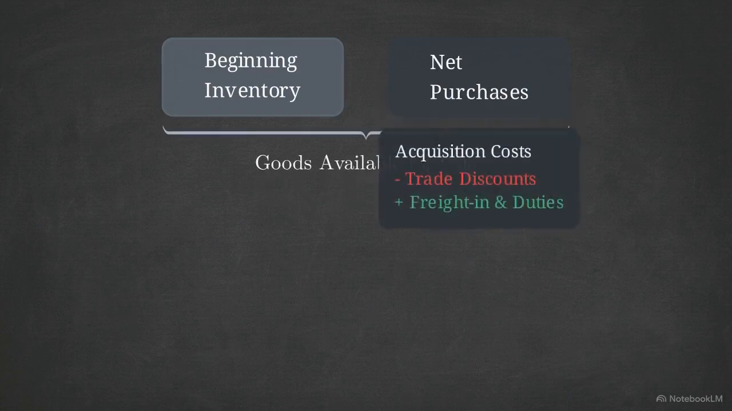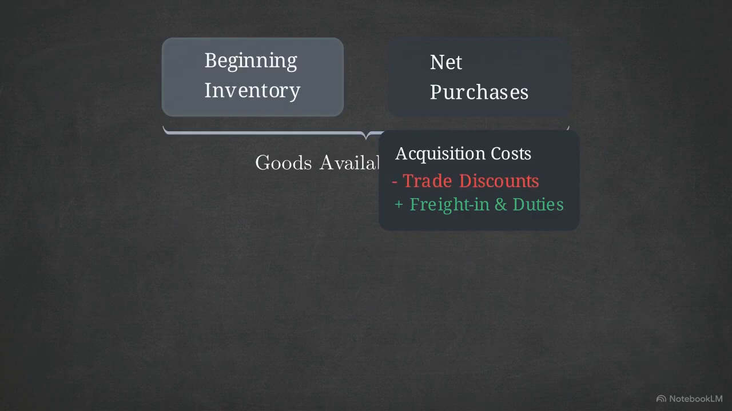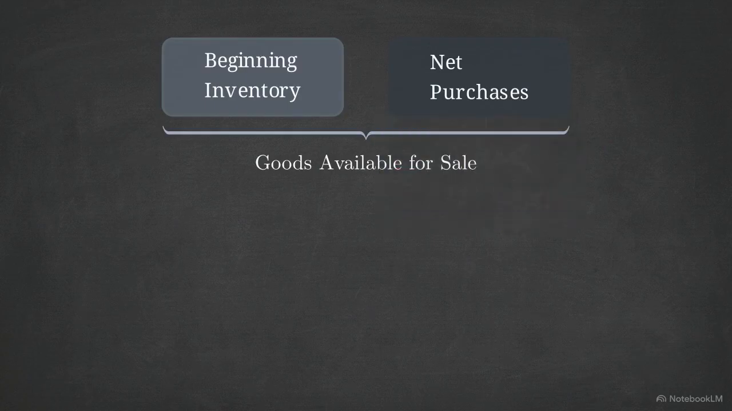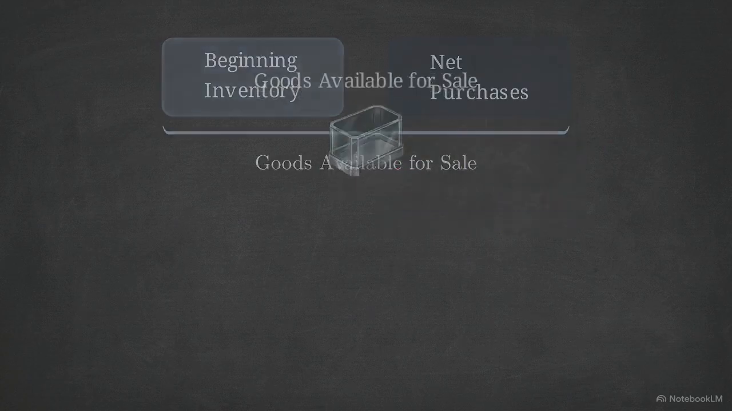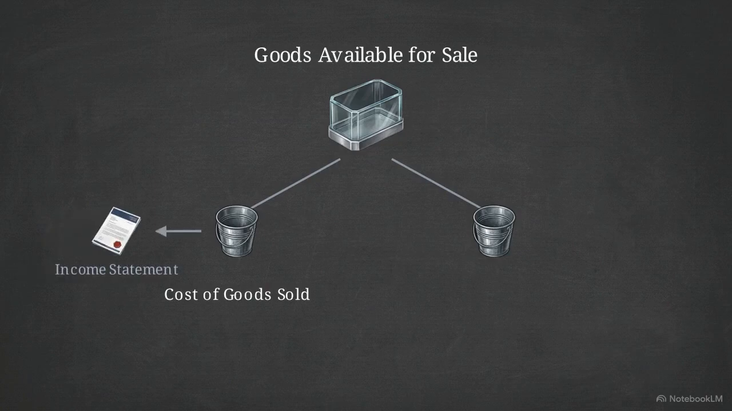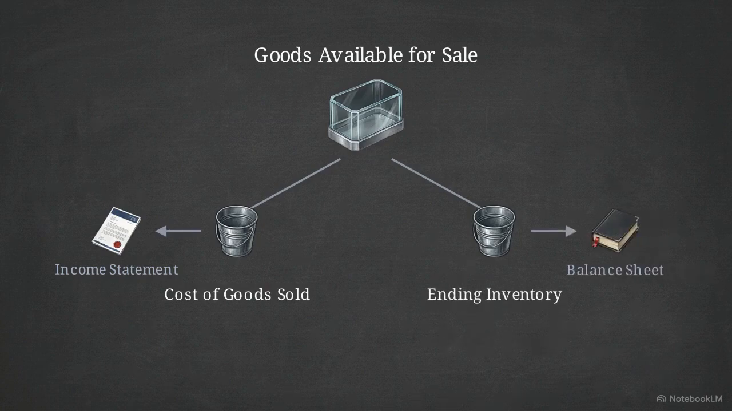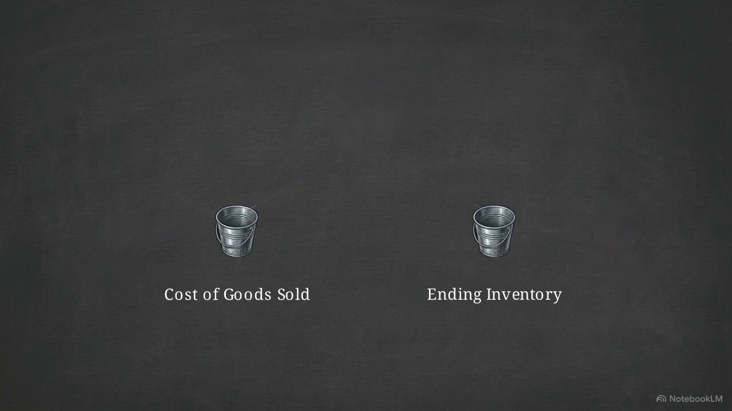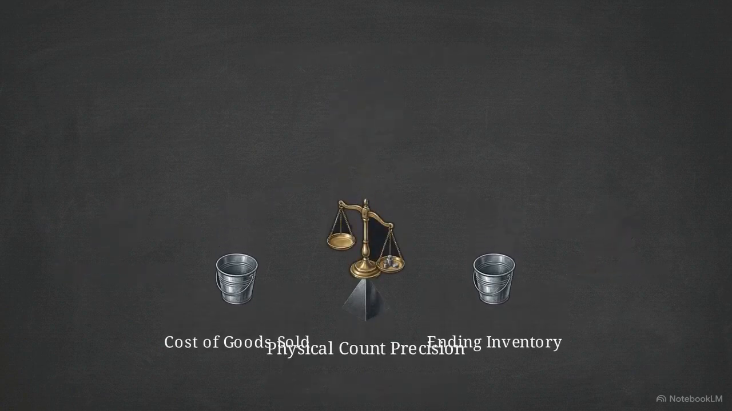Beginning inventory plus net purchases equals the total pool of goods available for sale. Net purchases represents new inventory acquisition costs, minus discounts, plus freight in. At year-end, this total pool must be split into exactly 2 buckets. The first contains goods sold to customers, recorded as cost of goods sold on the income statement. The second contains unsold goods, recorded as ending inventory, an asset on the balance sheet. Because the top pool is a fixed sum, the allocation between these 2 buckets is a zero-sum game.